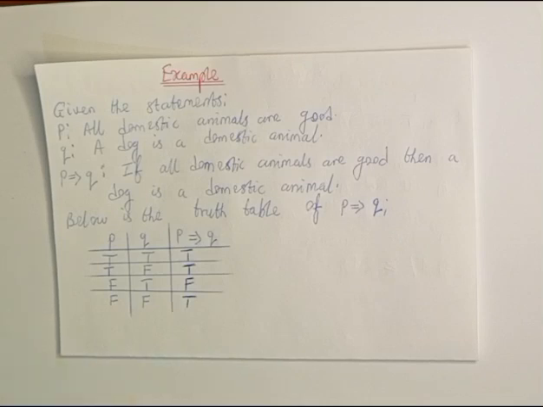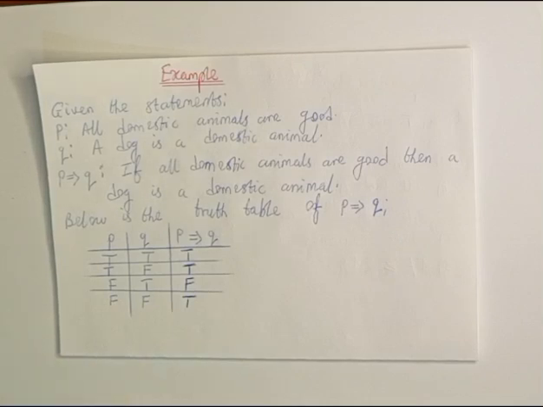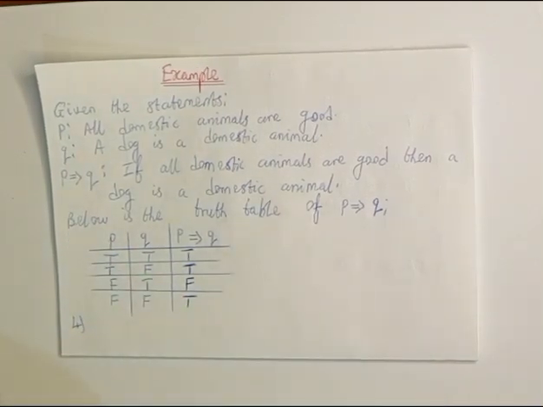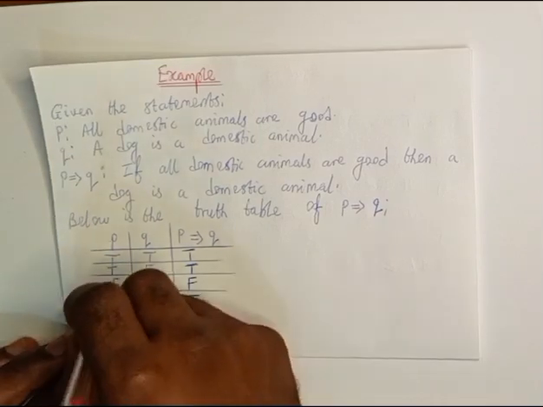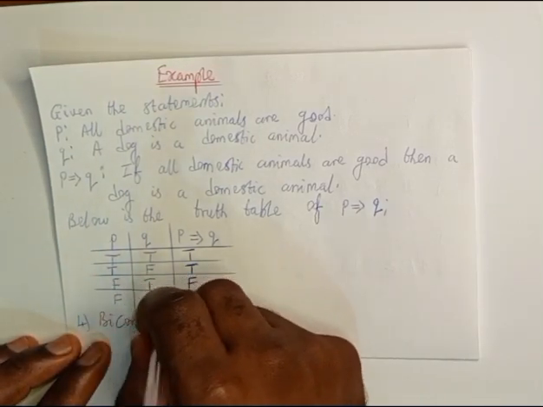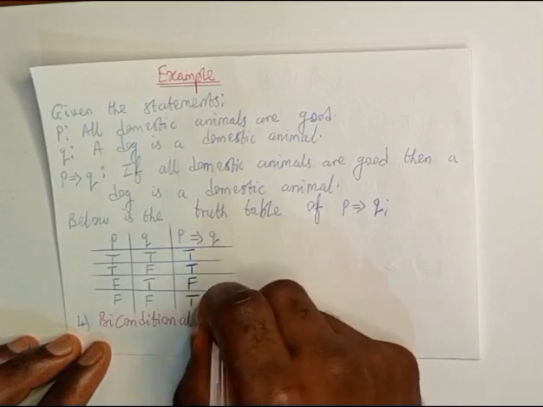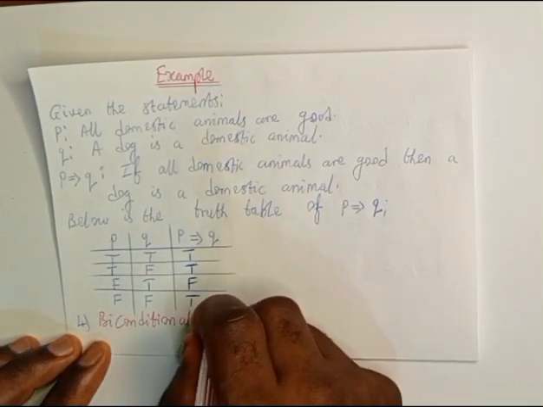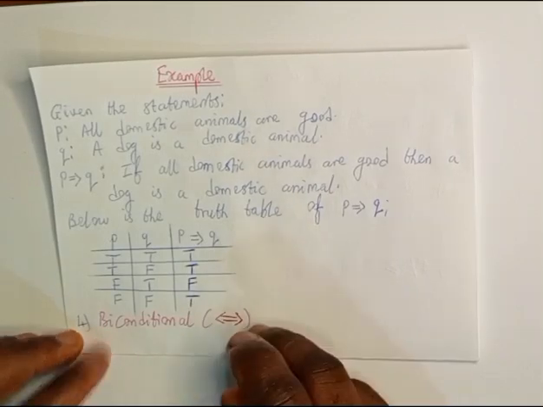We move now to the next logical operator, which is the biconditional. Take 4, biconditional. Its symbol looks like the implication, but with two arrows as such.